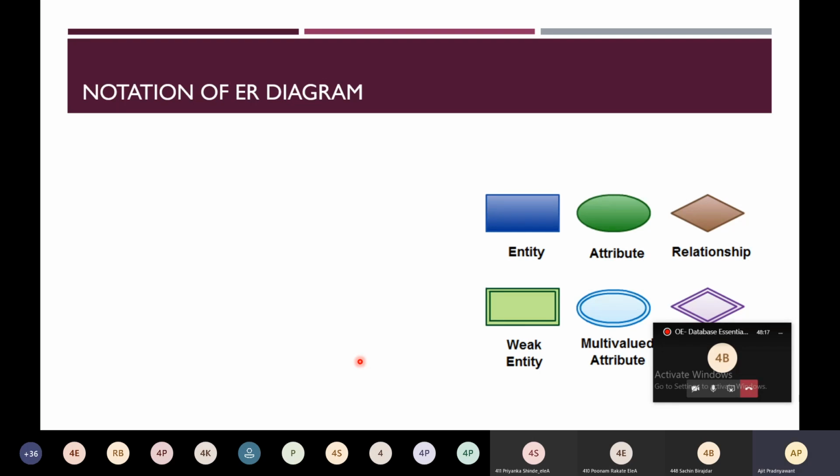So next is notations for the ER diagram. An ER diagram is a visual representation of data that describes how data is related to each other.